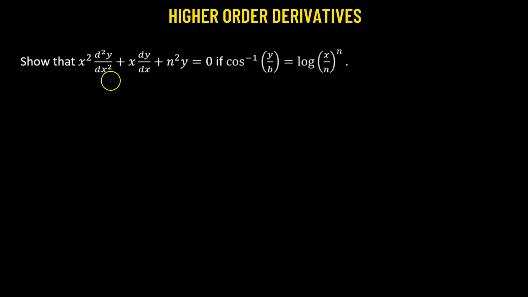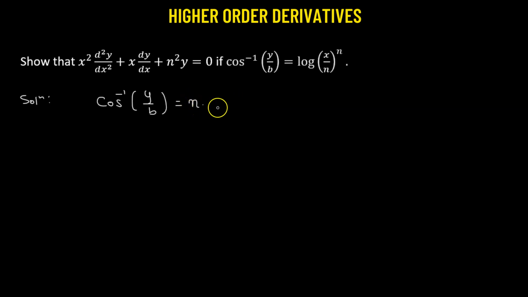So we need to show that the given equation holds if cosine inverse of y over b is given by log of x over n raised to the power of n. So let's begin with whatever we are provided. So here we have cosine inverse of y over b, which equals log of x over n raised to the power of n.